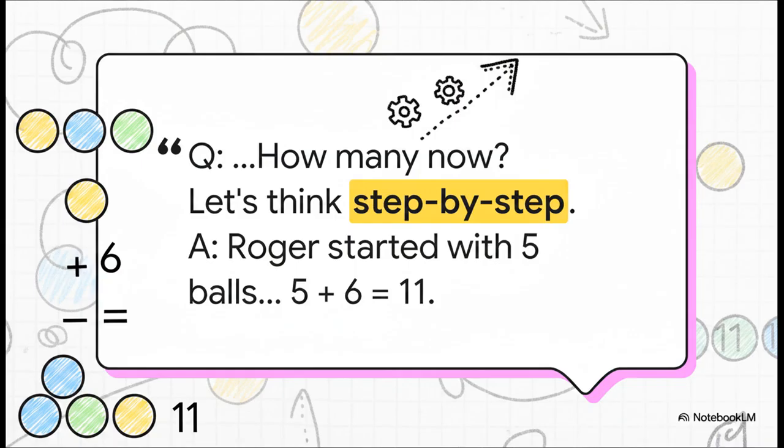It shows its work. 2 cans of 3 is 6. 5 plus 6 is 11. This technique is called chain of thought prompting, and it massively improves how well the AI performs by forcing it to slow down and actually reason instead of just guessing the answer.